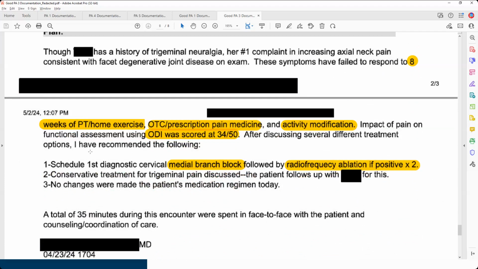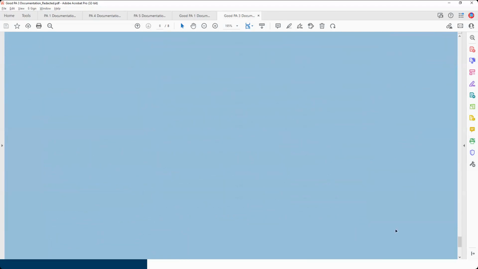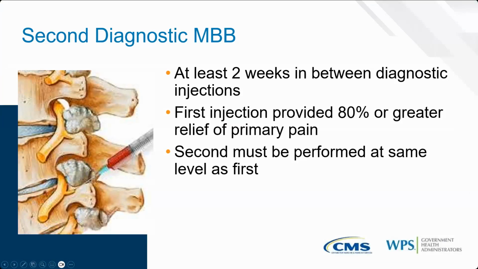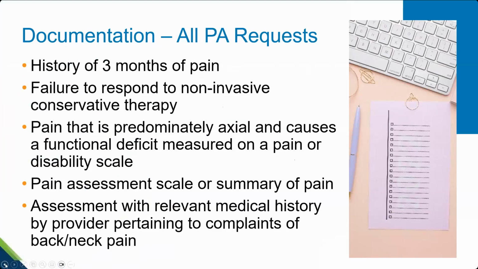We did know that the second one was going to be scheduled at least 2 weeks after. We've seen that that person received 80% response from the first one. So that was all documented. And this request actually met all those indicated markers that we went through in the slide deck yesterday of everything that they need.